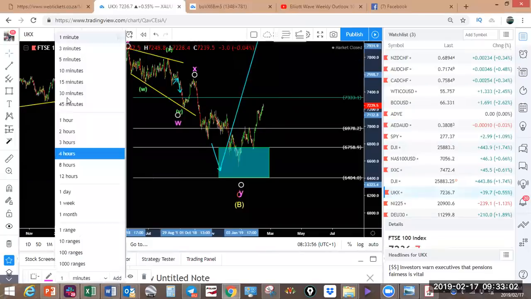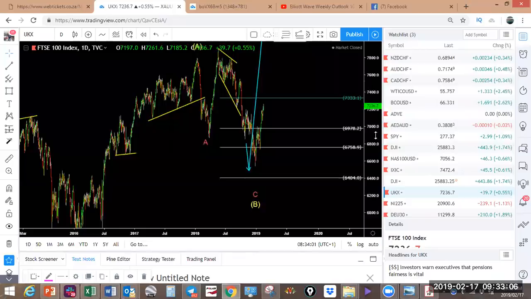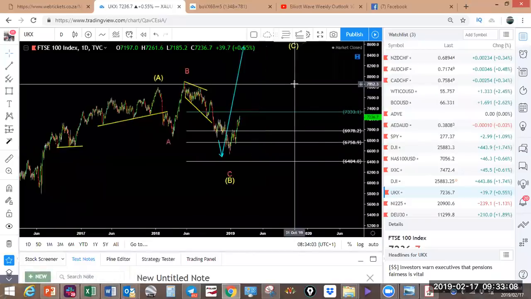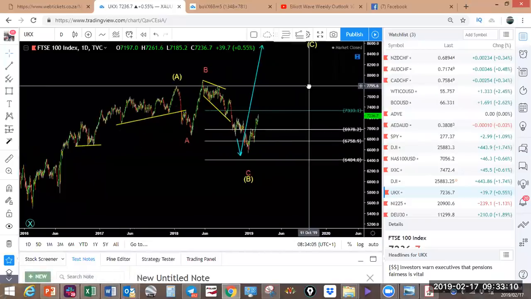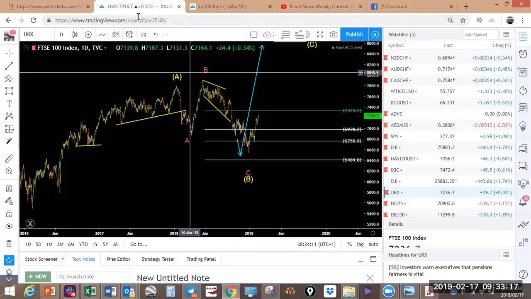Let's just go daily to see the structure in the higher degree. This is amazing, and I keep getting amazed every day with this strategy. So this is an ABC move. It looks like an expanding flat in the red here. Looks like an expanding flat.